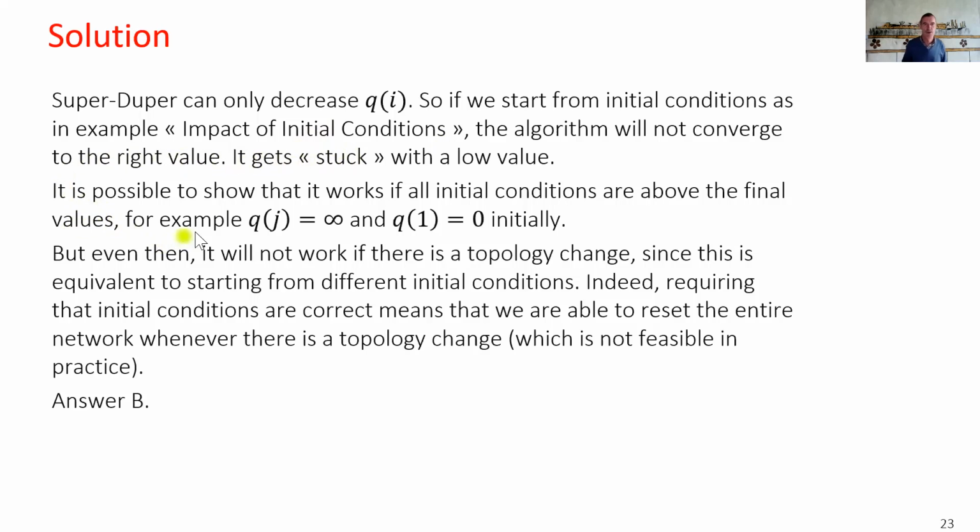With some work, it's possible to show that it will work if all initial conditions are above the final values. So for example, if you take infinity for all nodes except the final destination, it will work. But even then, we would not like to have such an implementation, because it means that if there is any change in the network conditions, the algorithm needs to be reset, right?